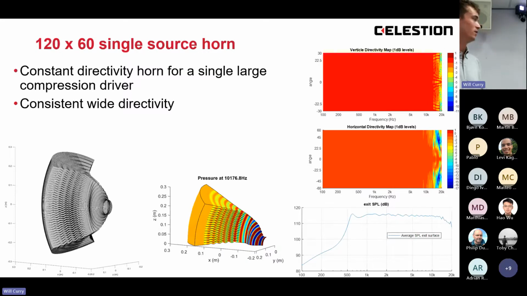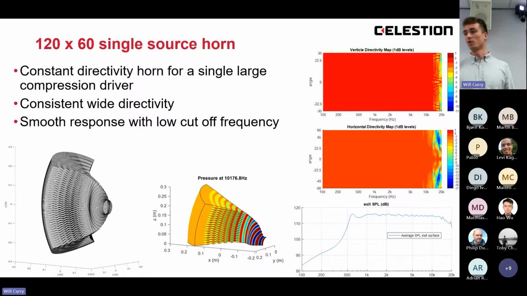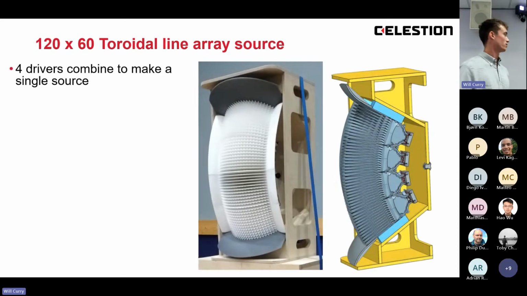This here is the average SPL over the exit surface, so it's a function of the throat impedance, and it shows that there's smooth response with a low cutoff frequency. There's a 120 by 60 degree toroidal line array source. So this combines 4 drivers to make a single source.